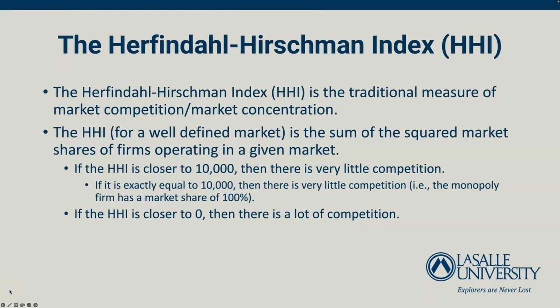As stated earlier, the HHI is the traditional measure of market competition or market concentration. And if it's closer to 10,000, that means there's very little competition in that marketplace. If it's exactly at 10,000, then we have a pure monopoly and there's no competition. If it's closer to zero, that means there's a lot of competition and it's getting close to a perfectly competitive marketplace.